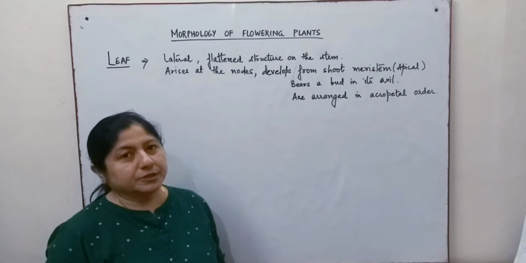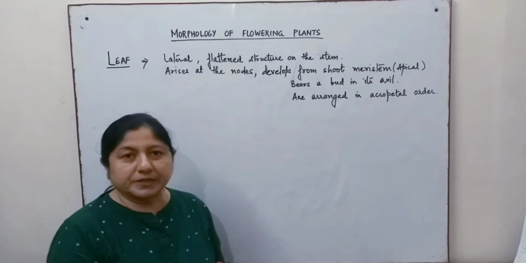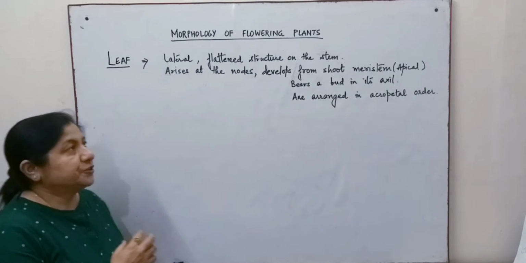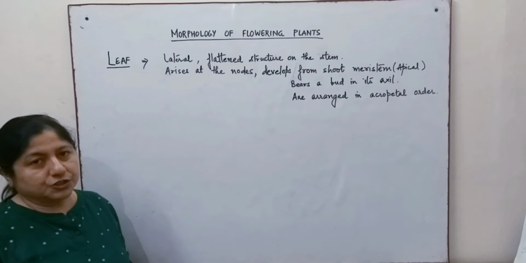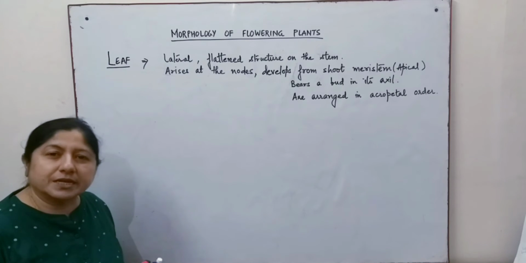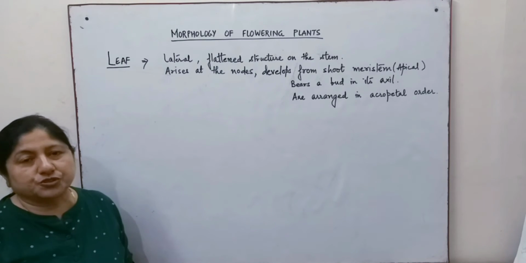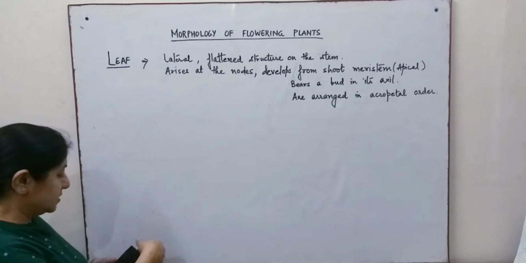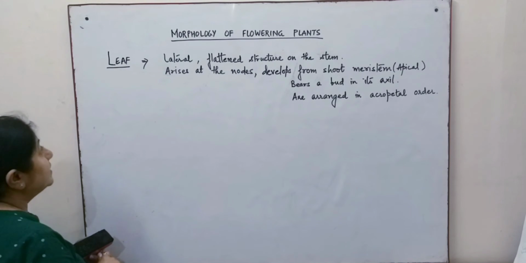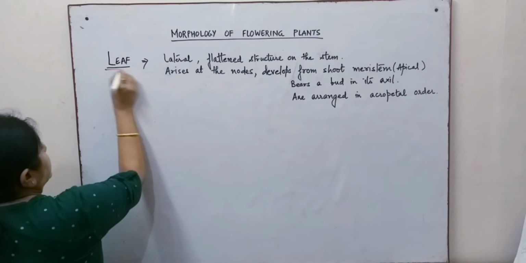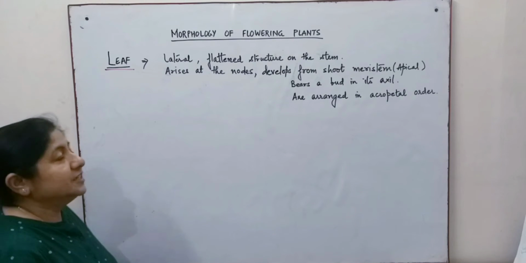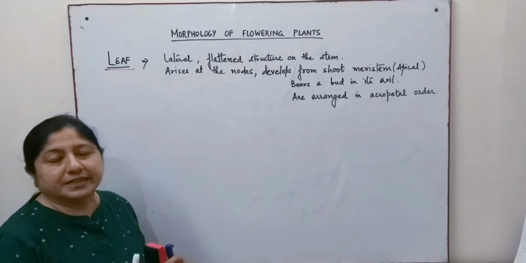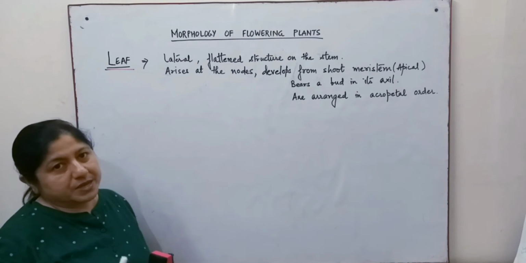I hope you are able to understand all the previous topics which we have dealt with. And today we'll be talking more about the morphology of the flowering plants, to try to understand what the various structures in the case of the plant are. So today's topic is the leaf. The leaf actually is the main site where all the activities of the plant are conducted.